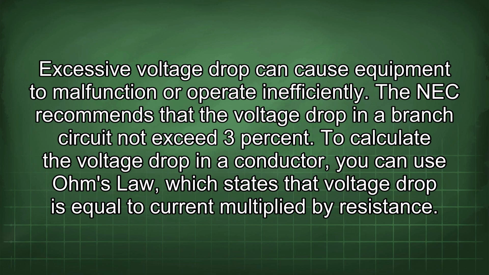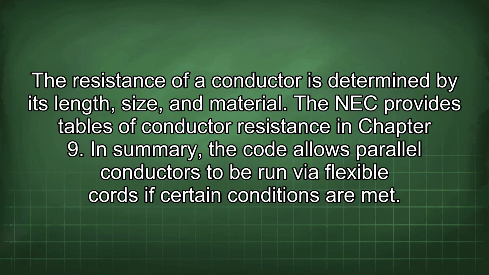To calculate the voltage drop in a conductor, you can use Ohm's law, which states that voltage drop is equal to current multiplied by resistance. The resistance of a conductor is determined by its length, size, and material. The NEC provides tables of conductor resistance in Chapter 9.